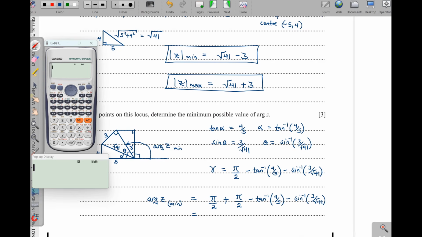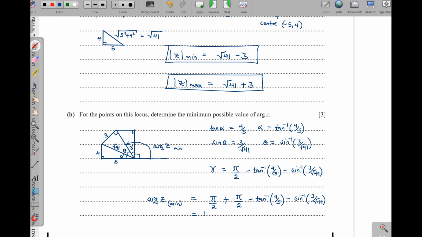Or if you use degrees, no problem. Then we can have shift pi here, then minus, we have the arctan of 4 out of 5. Then we also have the arcsine of 3 out of root of 41. We have 1.98 radians. Okay. If it is in degrees, what will it be?